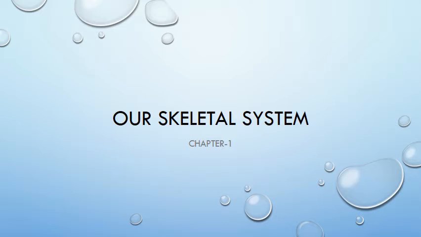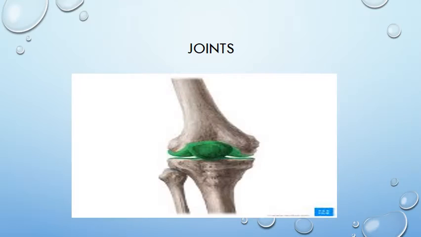So, we have already started our chapter 1, that is our skeletal system. In this chapter, we have learned about different components of the skeletal system. Today we have to start with joints, which means now we will learn about different joints in our skeletal system.